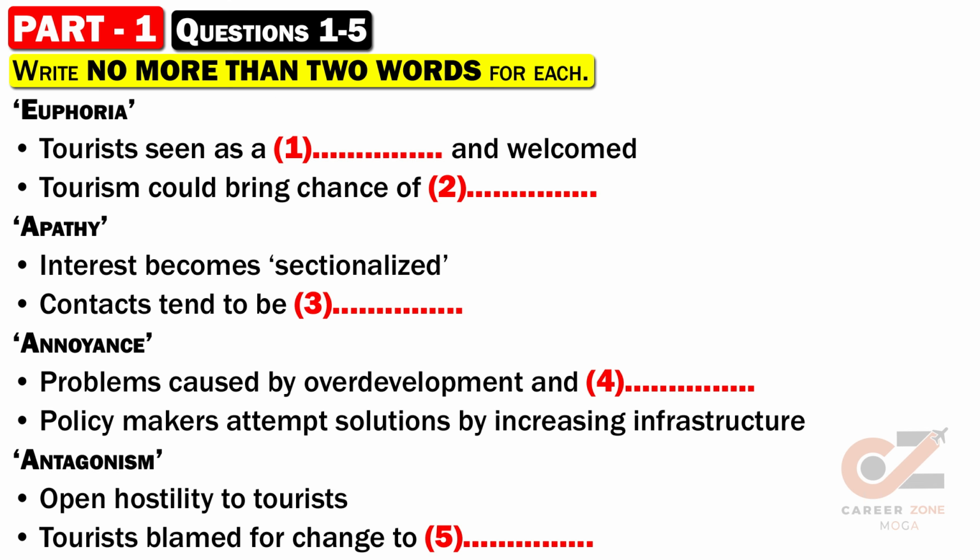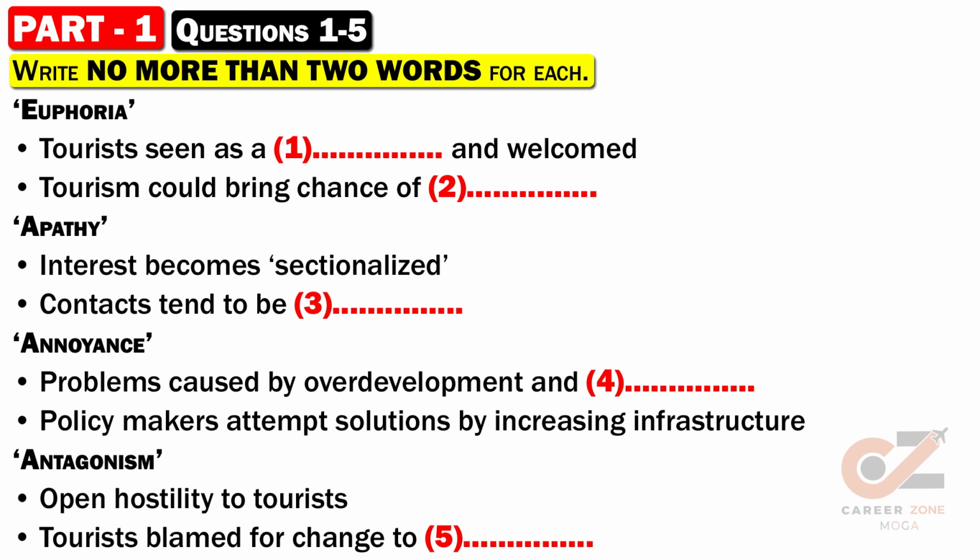But as well as that, there's another reason for the people in the host community to welcome tourists. Local people realize that tourism brings scope for economic benefits. As tourist development begins to increase, however, local interest in the visitors becomes sectionalized. That means that some sections of the local population become involved with tourists, while others don't.